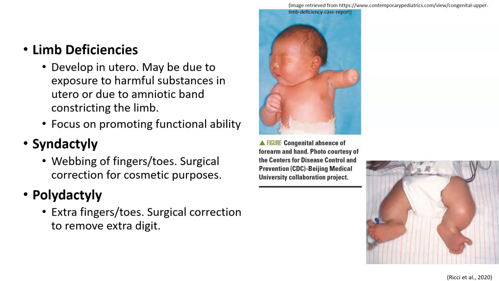Polydactyly is extra fingers and toes. Surgical correction is often done to remove the extra digit. You can see an example in the bottom right corner of your screen of polydactyly. Occasionally, the extra digits, especially on the feet, will impair their gait or their ability to walk. They may need special shoes or orthotic devices until surgical correction is done to remove the digit.